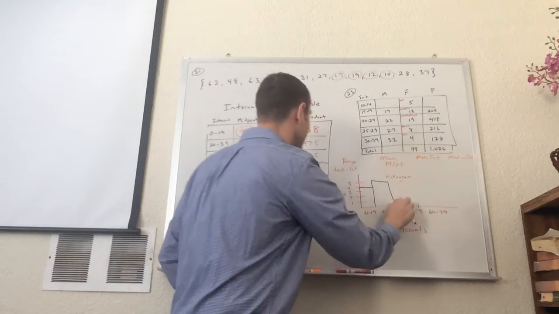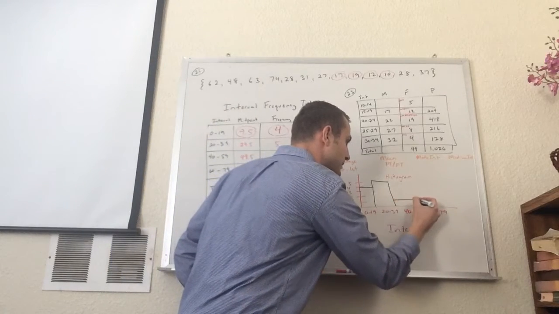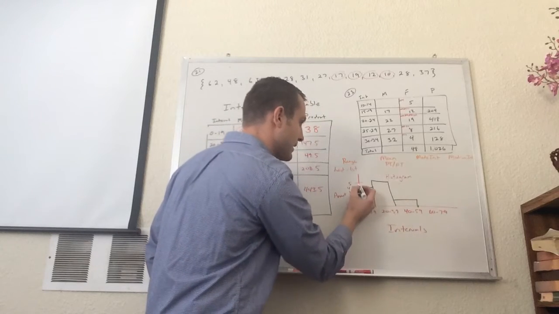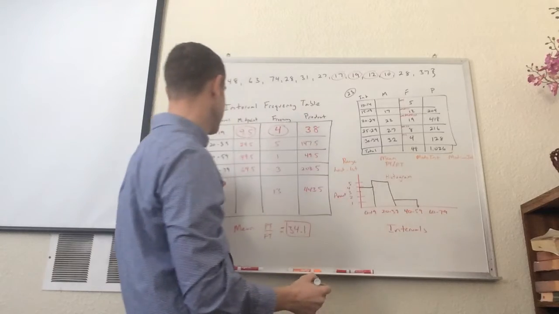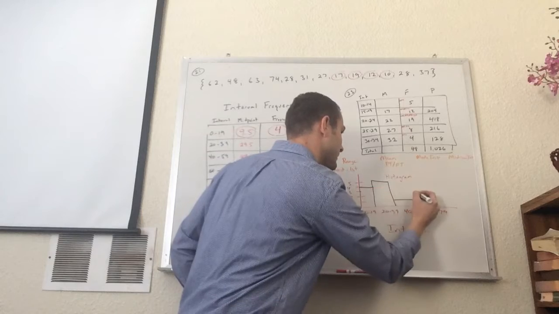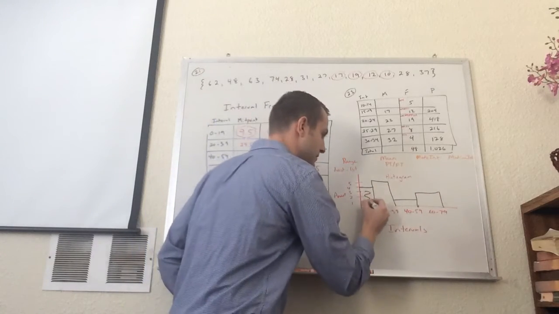40 to 59, I have 1, so I only go up to 1. Again, make sure that they touch. So I lined it up with 1 here. Notice 0 to 19, I lined up with 4. 20 to 39, I lined up with 5. And then finally, 60 to 79, I have 3. So I'm going to go all the way up to 3. Make sure it's lined up. And that's my histogram. I can shade those in if I want.